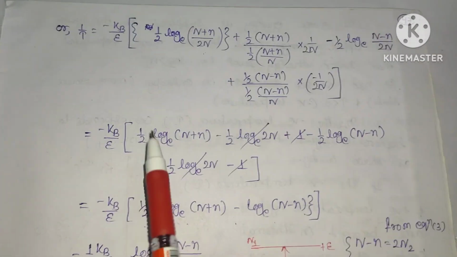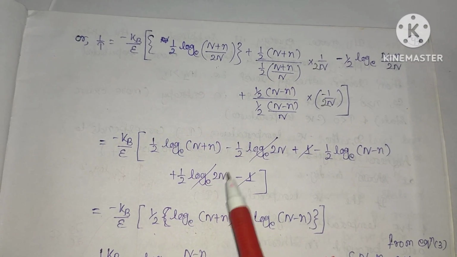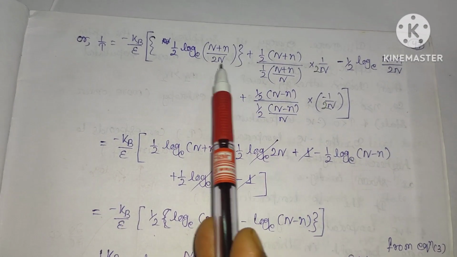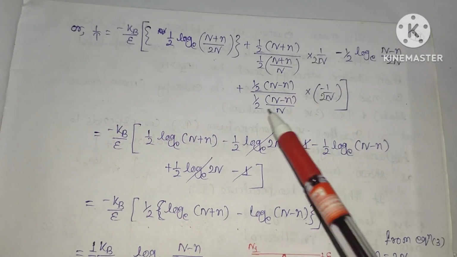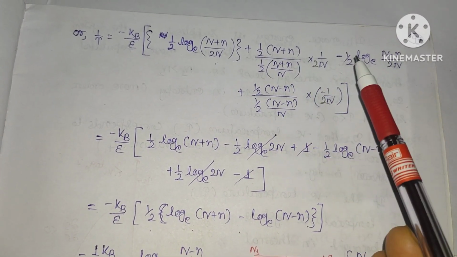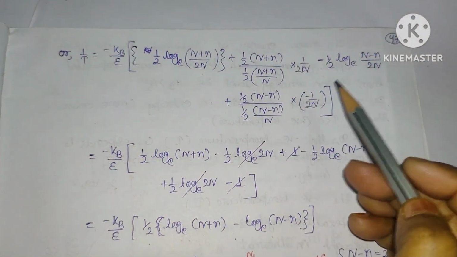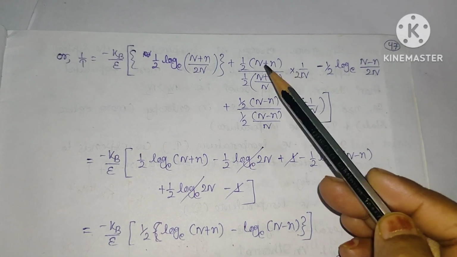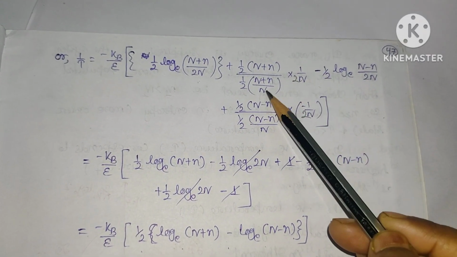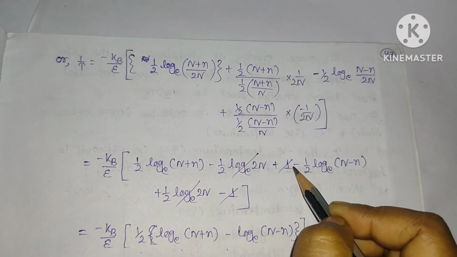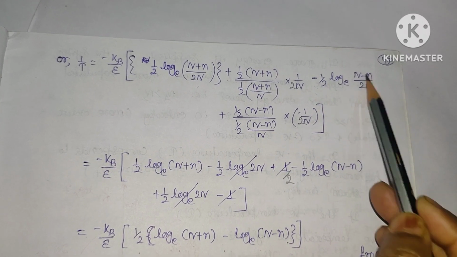So now it becomes minus kB by epsilon. This will be half log e (n plus n) minus half log e 2n. This will be divided by, so this will become minus this much plus this, this will get cancelled. The remaining term will be 1 by 2n. This term half n plus n gets cancelled, and again 1 by n gets cancelled. The remaining term is 1 by 2, again minus half log e (n minus n) by 2n.